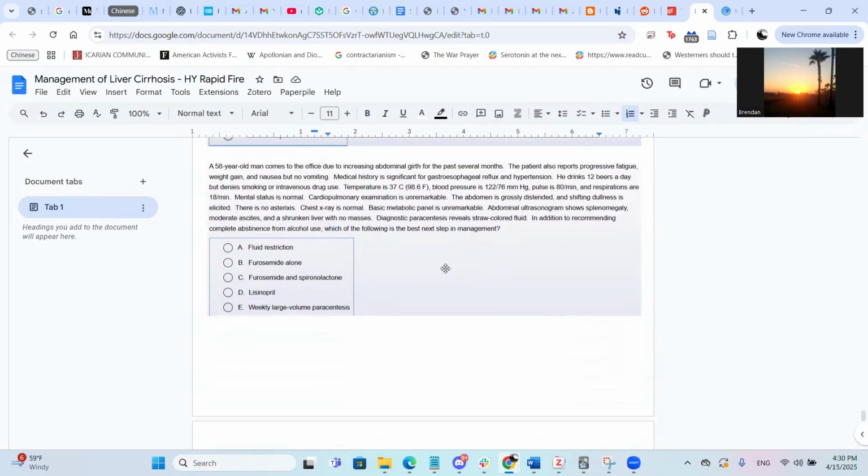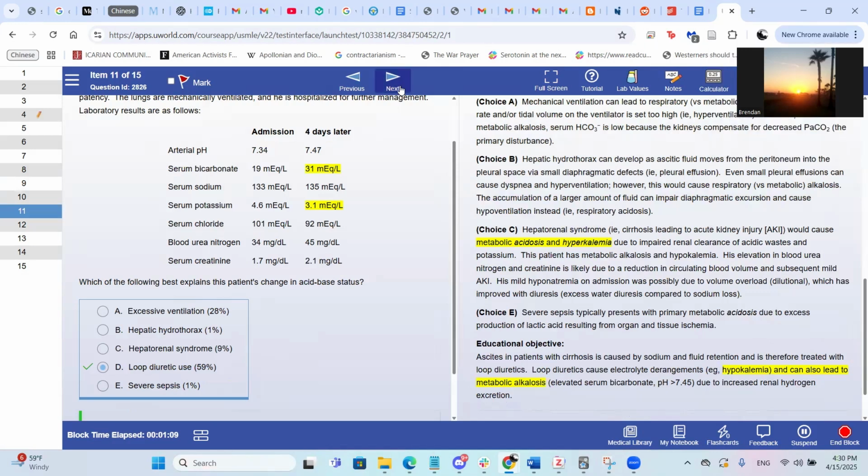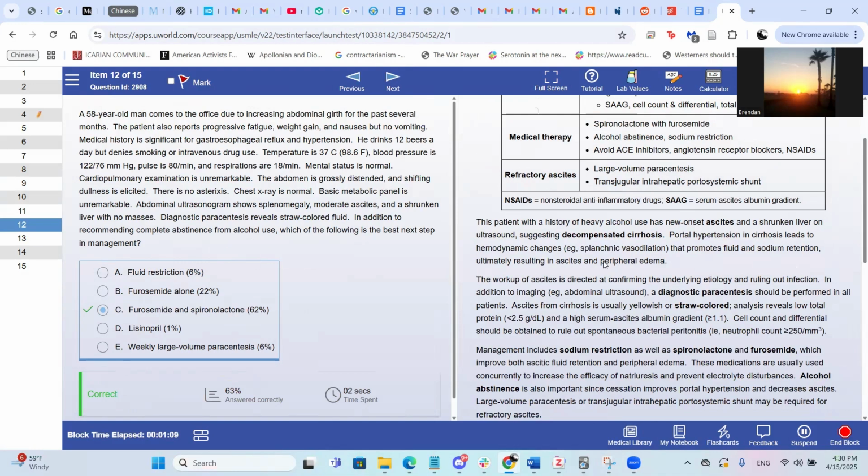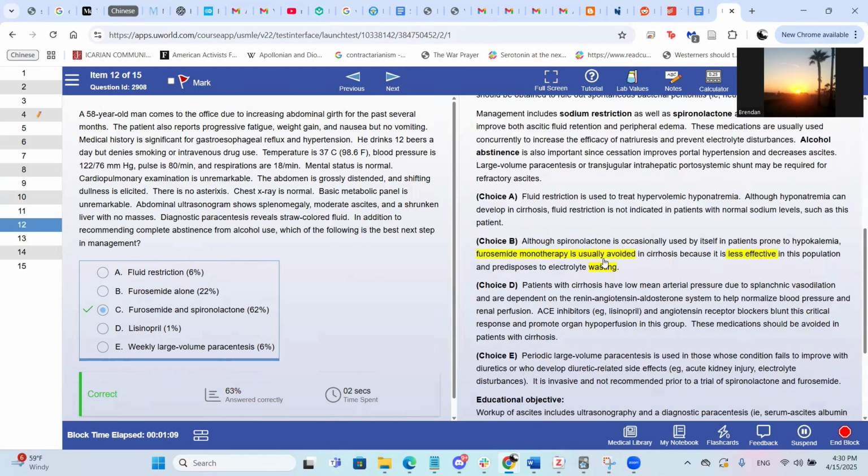All right, and you can pause this video and take a read through. And the correct answer is furosemide, spironolactone. Pretty standard here. Just make sure that they are given together. You don't give furosemide alone. You can technically give spironolactone alone in certain patients in which you have a stronger concern for hypokalemia, but otherwise you're going to be giving these together for cirrhosis patients.